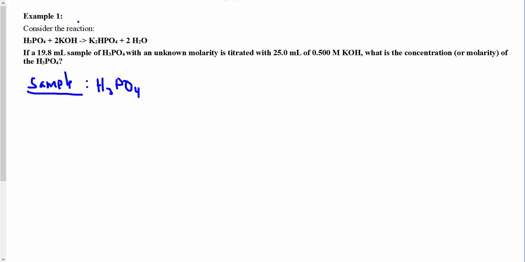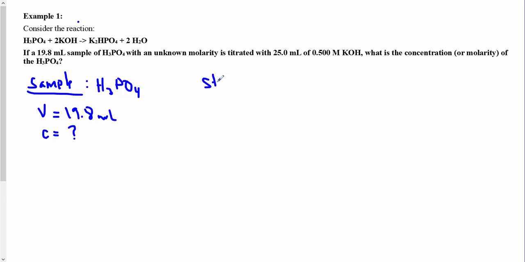Okay, so it would be helpful here to determine what it is that we have for our sample. So for example, if we read it, we have a 19.8 mL sample. So we know our volume. The volume of sample here is 19.8 mL. And it has an unknown molarity, so we don't know what its concentration is. It's going to be titrated, and we're trying to find the concentration of that sample. So what we're trying to find here is C. So right now we don't know C.